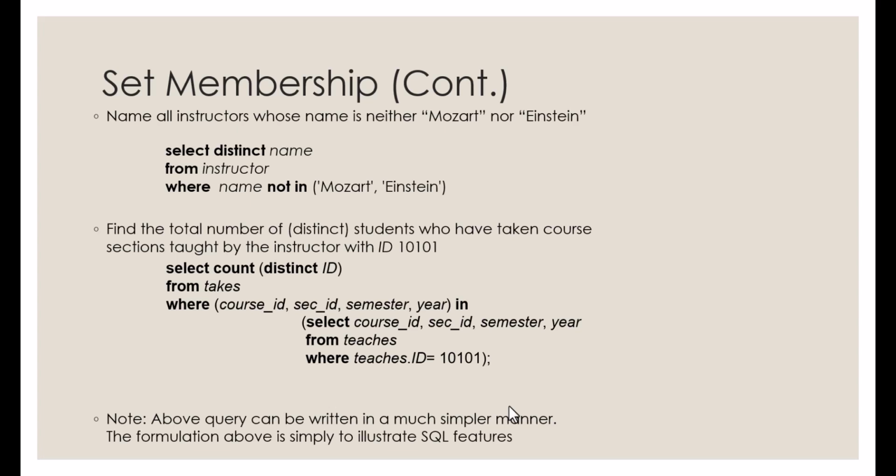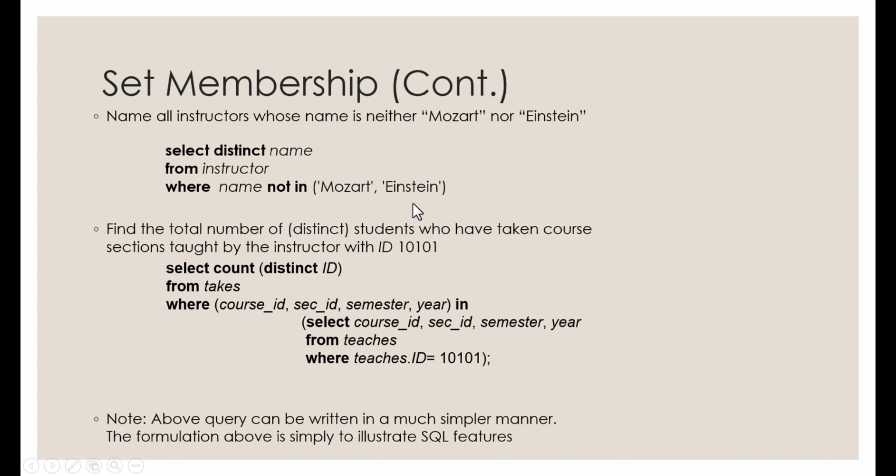We want to name all instructors whose name is neither Mozart nor Einstein. So we're doing select distinct name from instructor where name is not in, and then we have a set. Okay? So name should not be Mozart or Einstein. Okay, so these are the lists that were returned.